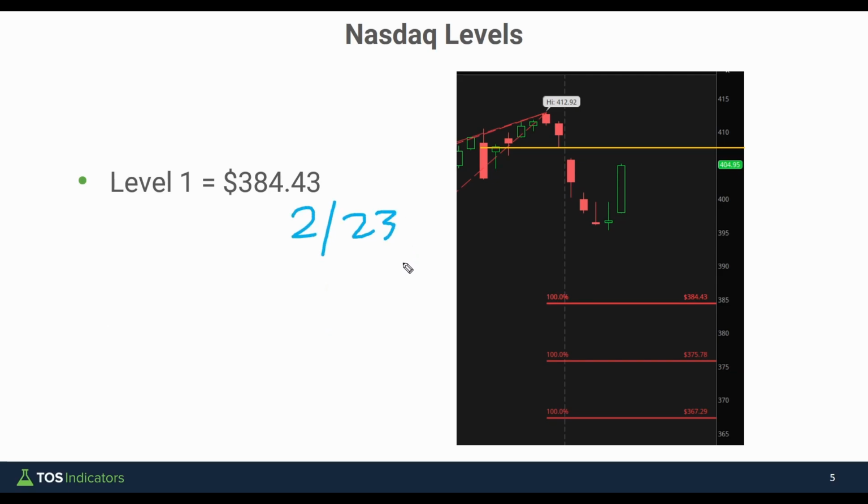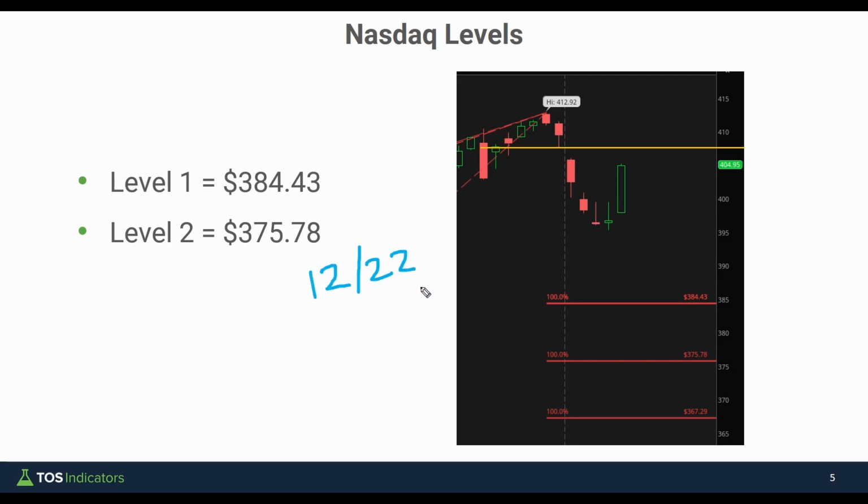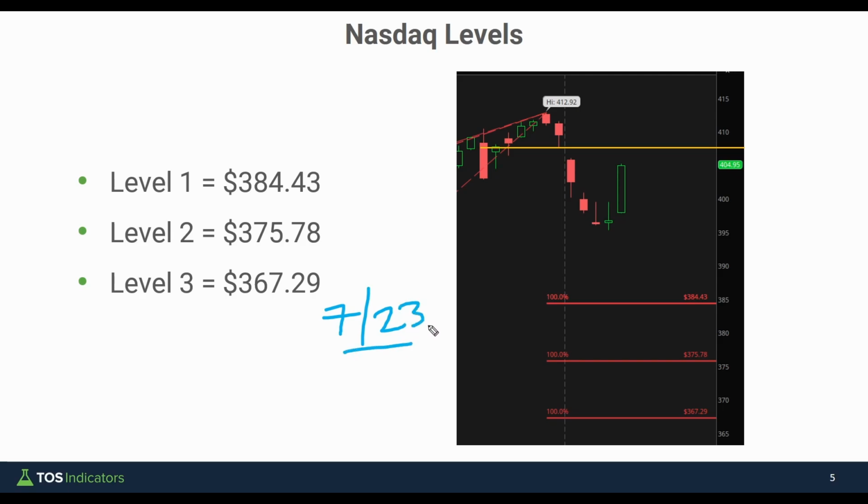And I'll show you this on the chart in just a second. Level 2 is 375.78, and this is using December of 2022. And level 3 is 367.29, and that's using July of 2023's swing here. So let me show you all 3 of these on our Thinkorswim charts, along with the respective swings that we're using to compare this.